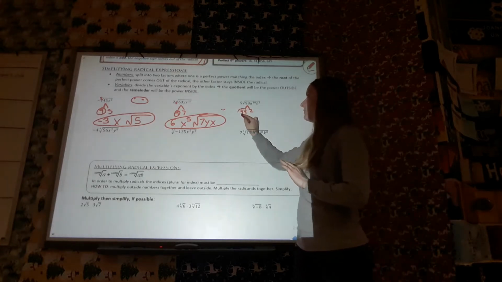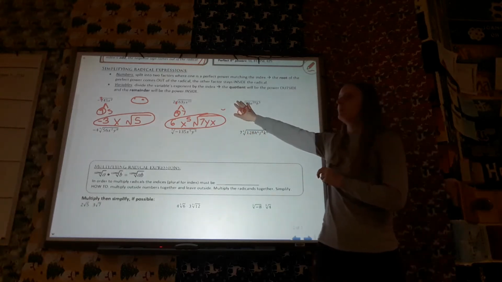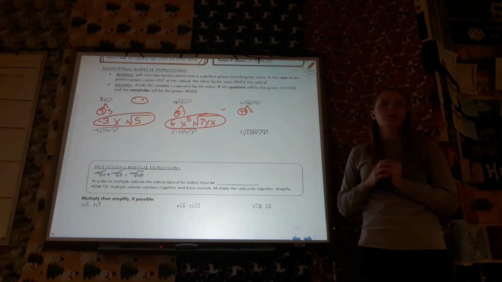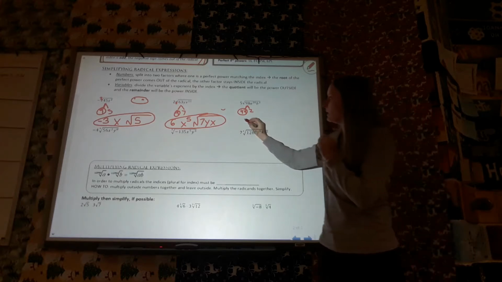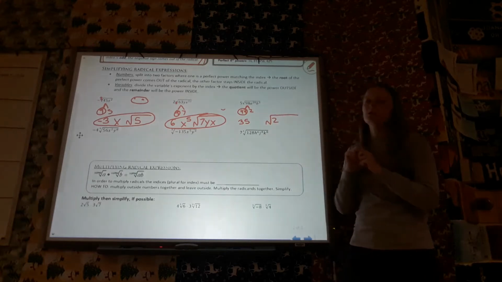So I'm going to take the square root of 49, and what does that give me? 7. So I'm going to be pulling out a 7, but there's already a 5 there. So 5 times 7, which gives me 35. Leave some space. And then the other number, the 2, stays on the inside.